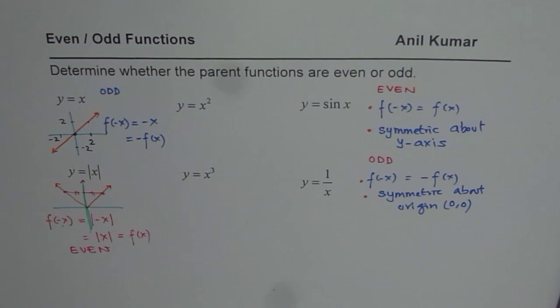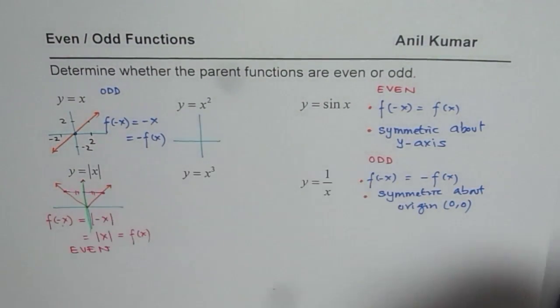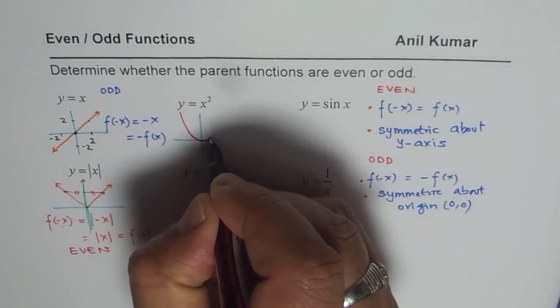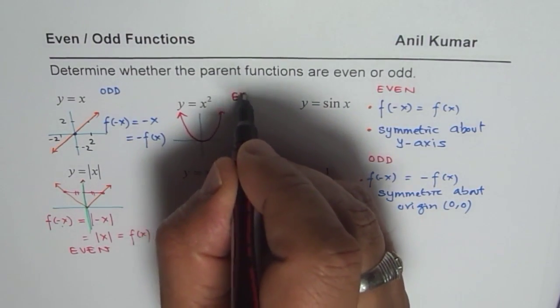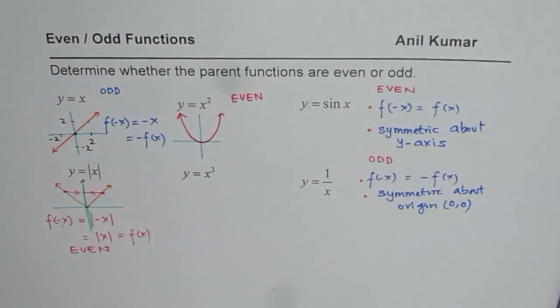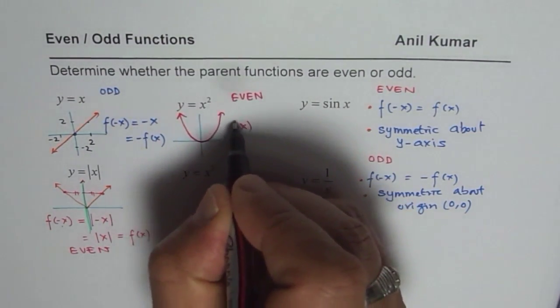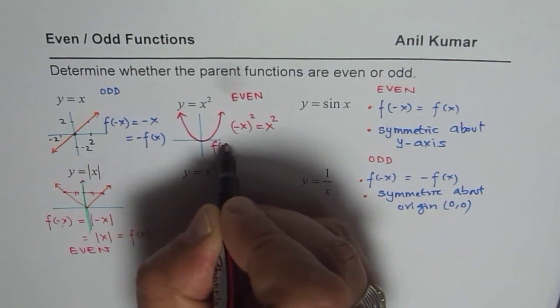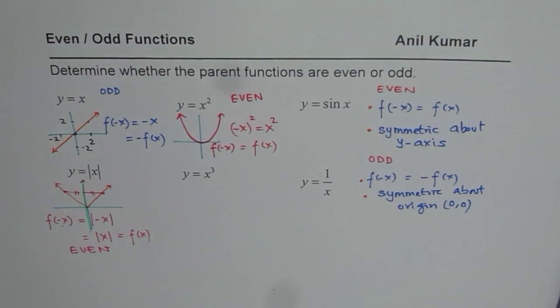So you have to provide this reasoning for each and every function and then write it down. So x squared, it's your choice. You could sketch it. If you sketch it, you know it is symmetric about the y-axis, so this is even. You can also substitute minus x, and you know minus x whole squared is also equal to x squared, and therefore f of minus x is equal to f of x. That way you could prove it.